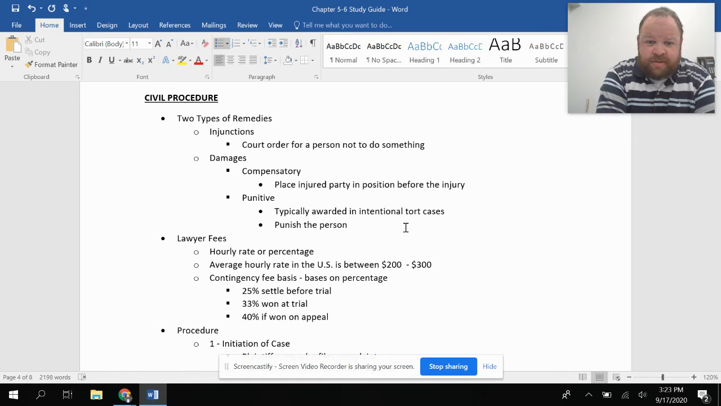So there's compensatory, which think of this as if you were fired for something and it wasn't right, that the judge will put you back in your same position. And then punitive, this is typically awarded in most intentional courts or in tort cases. It punishes a person. Normally, that is financially, where you have to pay the person that you injured.